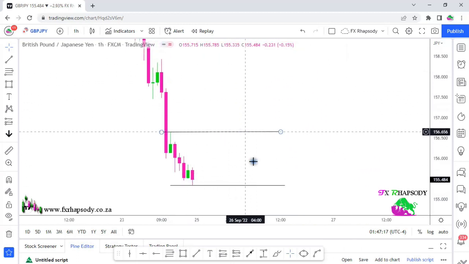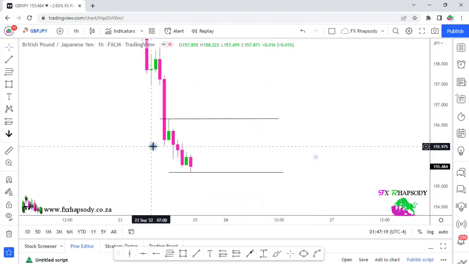If price breaks any of these two areas, we are definitely going to react to that. I'm not going to look at the COT reports.